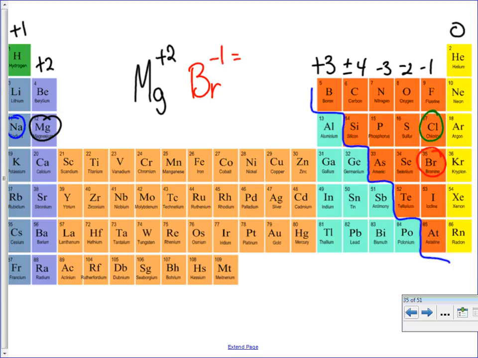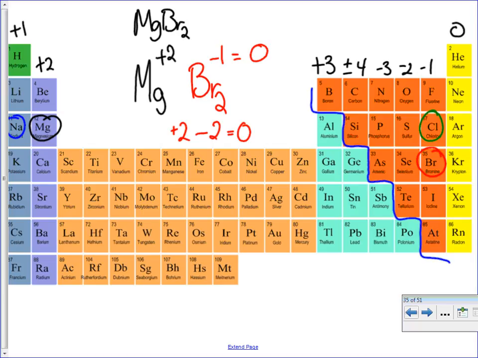But now we have a problem. This does not equal 0. +2 minus 1 is a positive 1. It needs to equal 0, so it has to be electrically neutral. So how do I make that happen? Well, I know that if I multiply bromine by 2, then 2 times a -1 is a -2, plus 2, that's going to get me a 0. So if I rewrite my compound, it's going to be 1 Mg and 2 Brs.